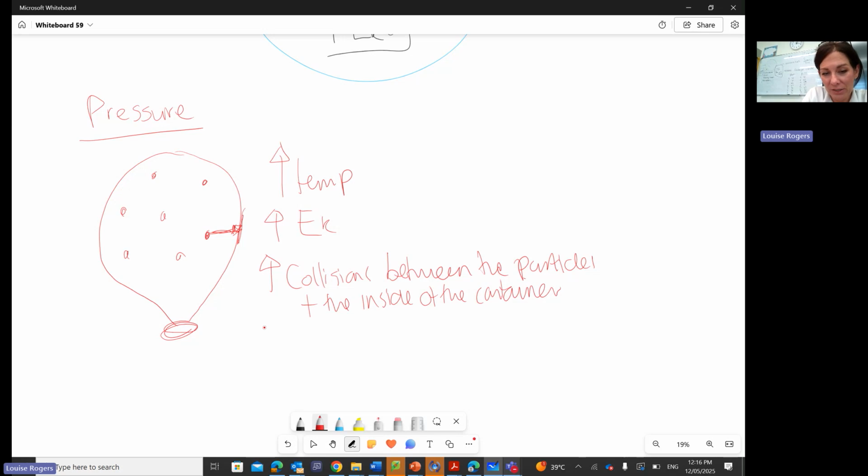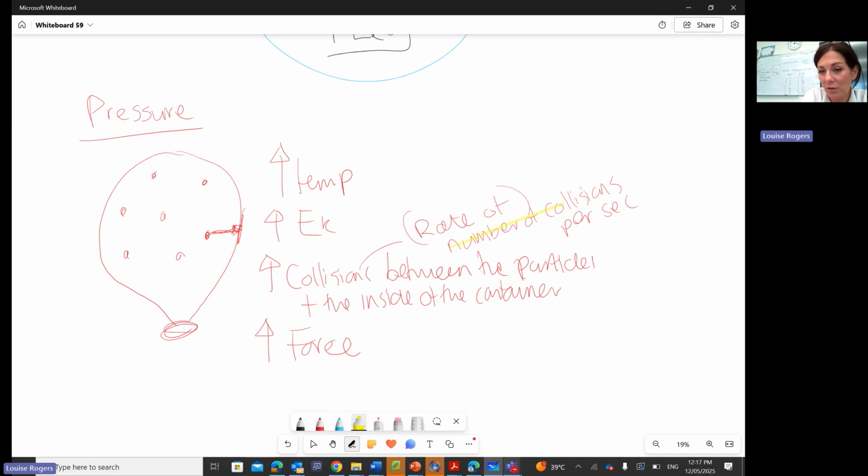Then if I have an increase in collisions, I'm going to have an increase in force, but I can't just say force. Increased collisions, but here, remember, I must say the rate of. So increase rate of, or you might say the number of collisions per second. So rate of or number of collisions per second. You don't get the mark unless you say those things.